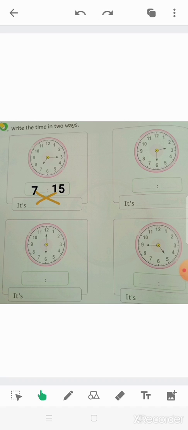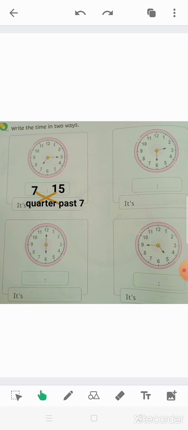Okay, 15 means what? Let's sing the song. 1 hour 60, half hour 30, quarter is 15. Quarter is 15. So I will write a quarter. Is it past or to? In the part of to or past, it's past. So I'm going to write quarter past 7.